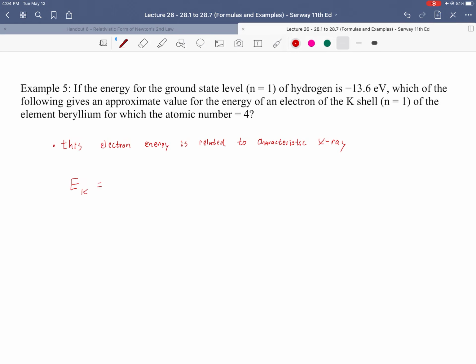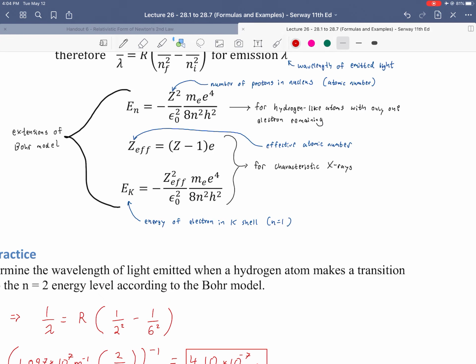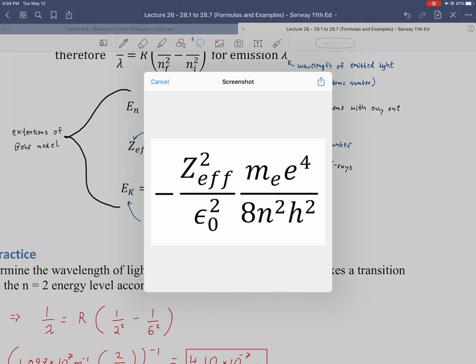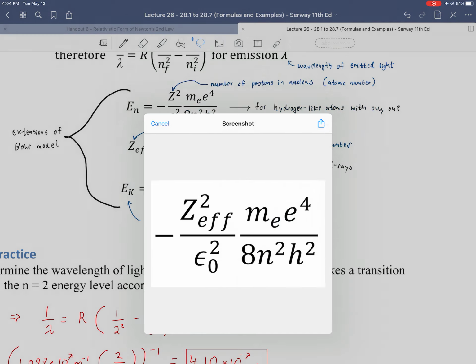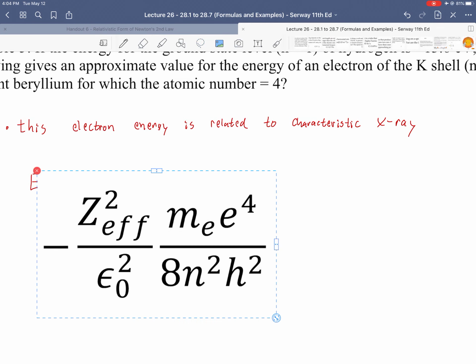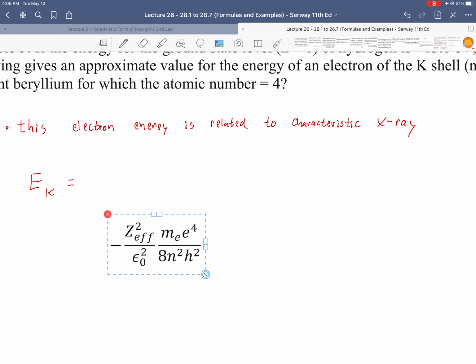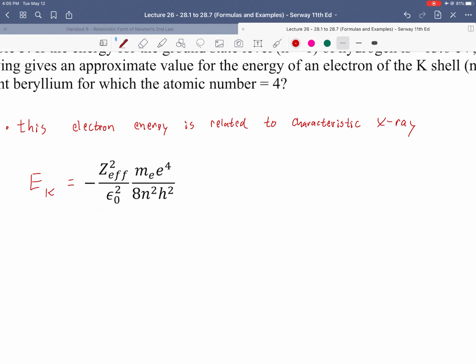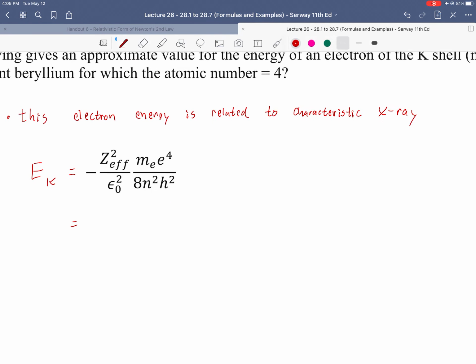So then we'd have EK for the K shell is then going to be negative Z effective squared. And then here, let me actually copy it over so I don't have to write it out. So this will be our expression. Get that in there. All right, and now let's go ahead and just start plugging in the numbers.